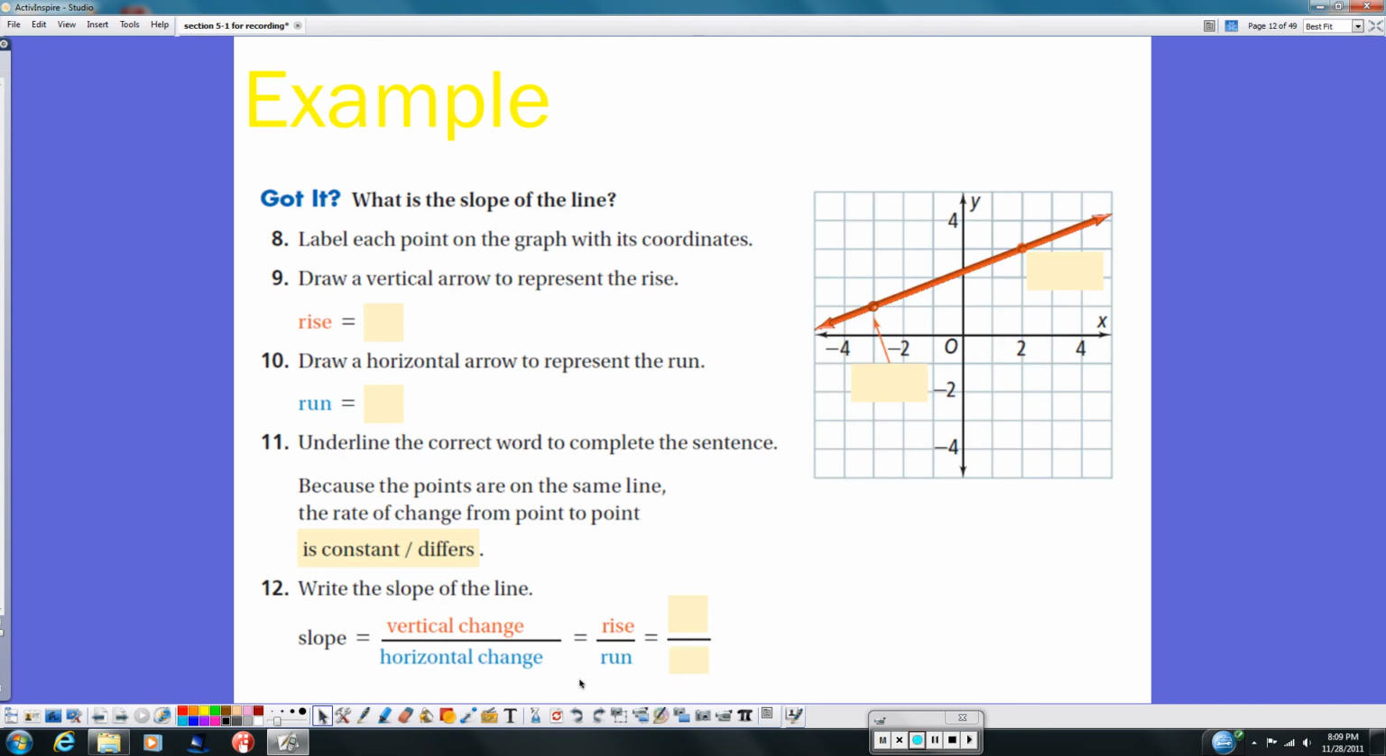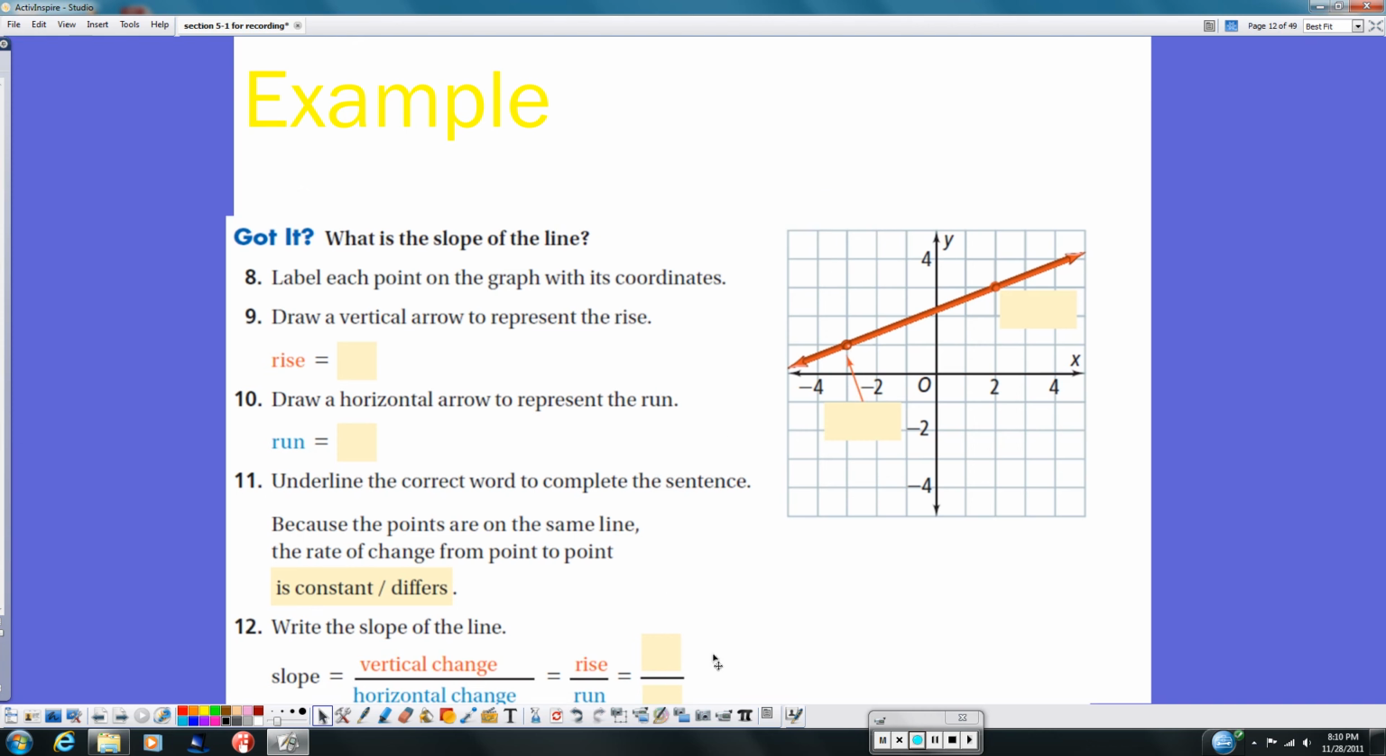Let's take a look at an example. It says to first label each point on the graph with its coordinates, draw a vertical arrow to represent the rise, draw a horizontal arrow to represent the run, underline the correct word, and then figure out the slope of the line.